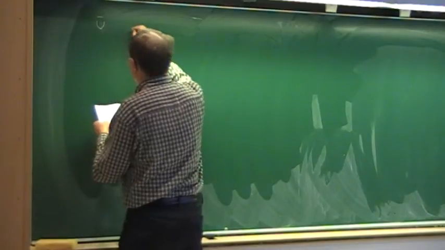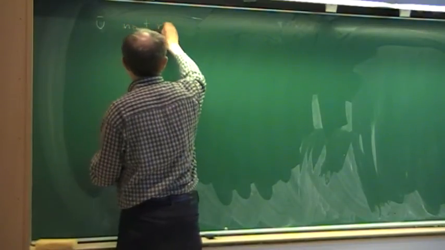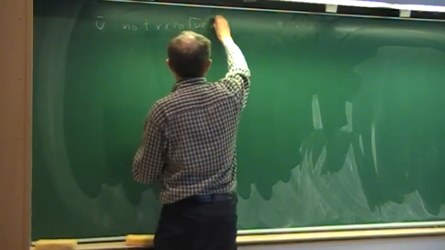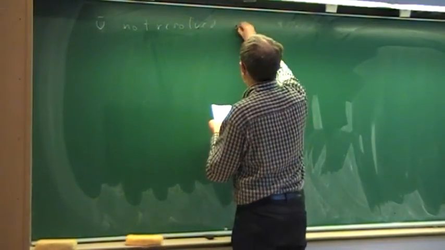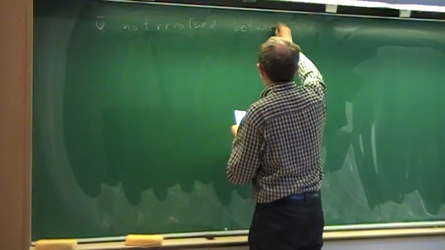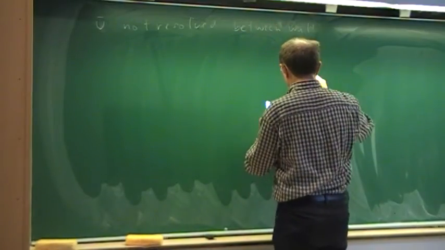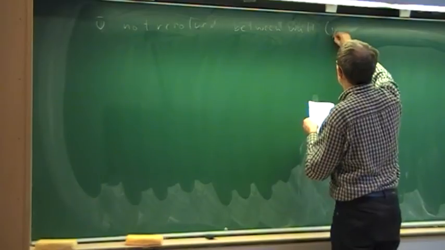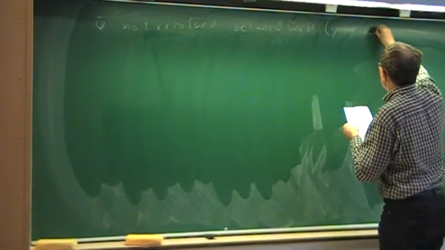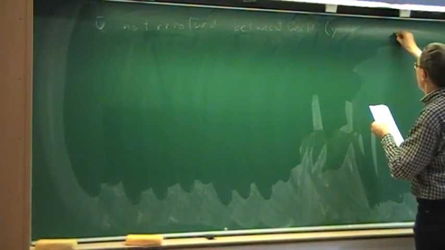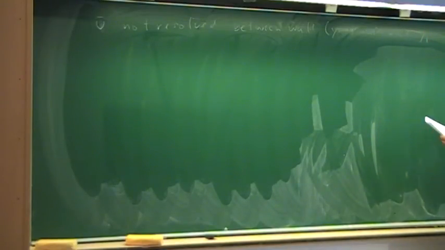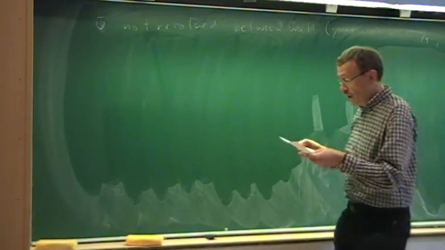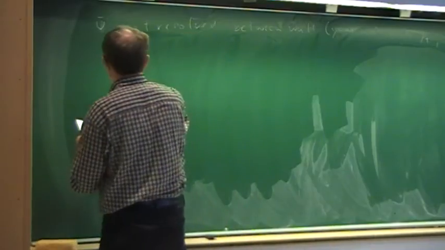is not resolved, as you can see in this sketch, between the wall, which is at y equal to 0, and the first grid point, y1. First node y1. But instead, this region is described by the classical law of the wall.